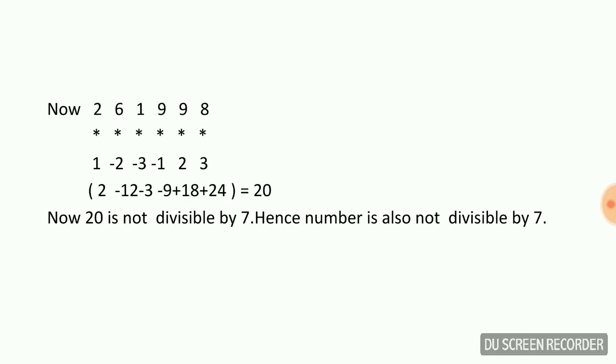Now you know that 20 is not divisible by 7, because if we remember the table of 7, what comes is 7, 14, 21. Everyone knows that 20 is not divisible by 7. So if 20 is not divisible by 7, then the number itself, that is 261998, is also not divisible by 7.